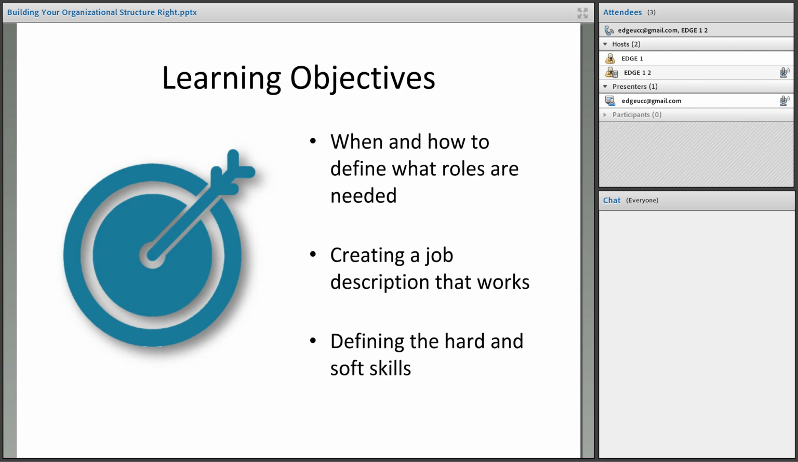Creating a job description that works. Can't tell you how important that particular part is. And with your existing employees, you also want to make sure that there's job descriptions that work. But certainly, if you haven't done that yet, you want to be doing that right out of the gates with all your new roles that you've defined that you need. And then making sure that you are clearly defining the hard and soft skills and linking it back to that job description for the role that you've defined that you need in your organization now.